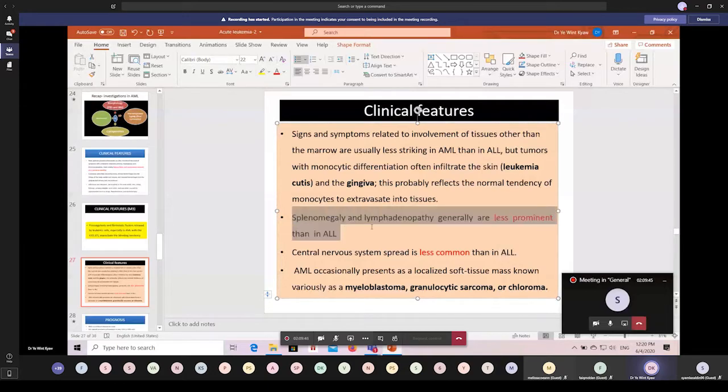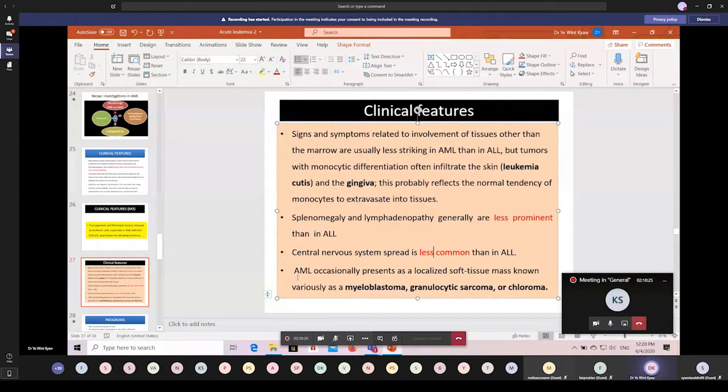Here, splenomegaly is present but less prominent because this is myeloid, not lymphoid. These are lymphoid organs, so in ALL these features are more prominent. You should differentiate between myeloid and lymphoid. ALL is lymphoid, so these two are lymphoid organs, and this involvement is more common in lymphoid. Another one, CNS involvement is common in lymphoid, but gum involvement is more common in AML. This is the differentiation.